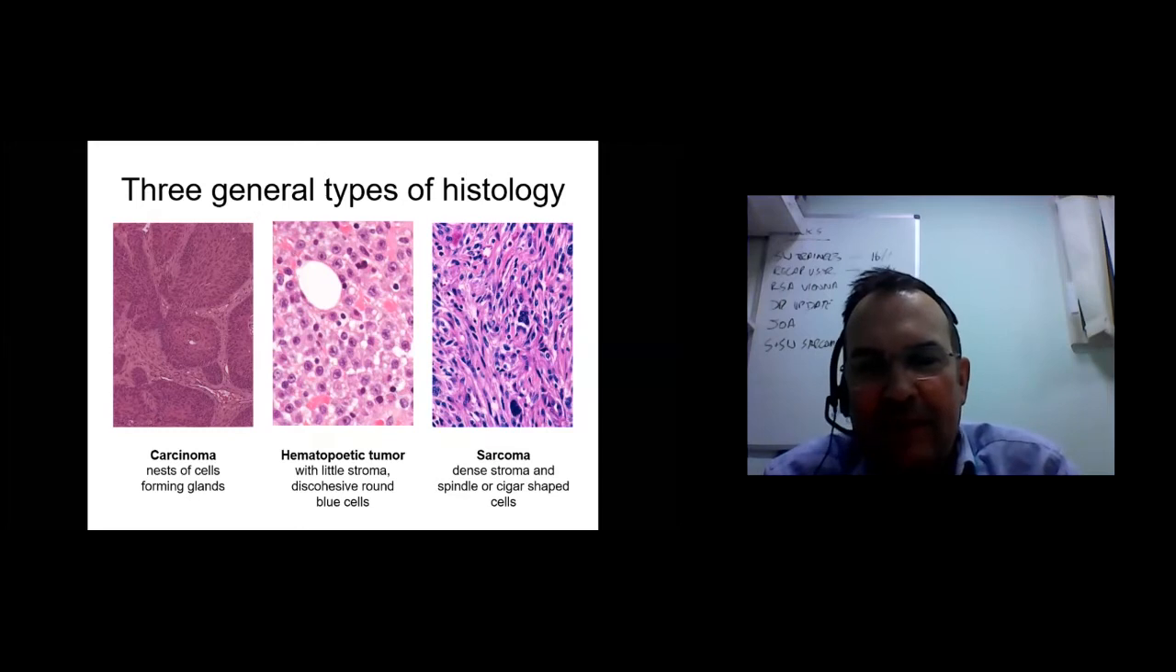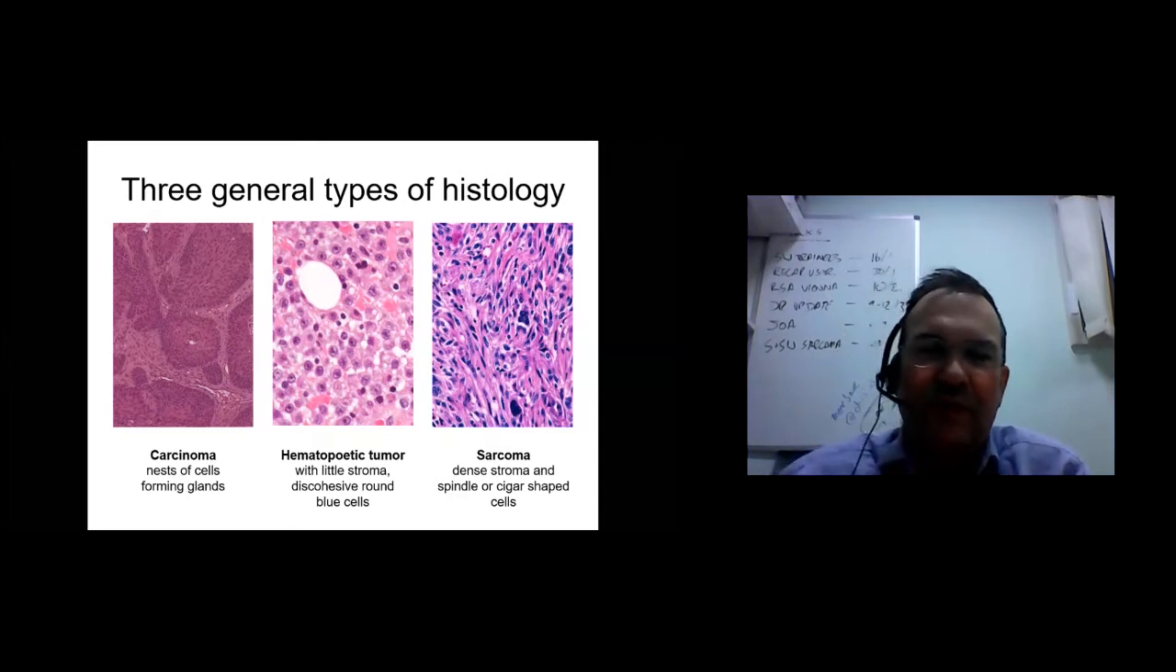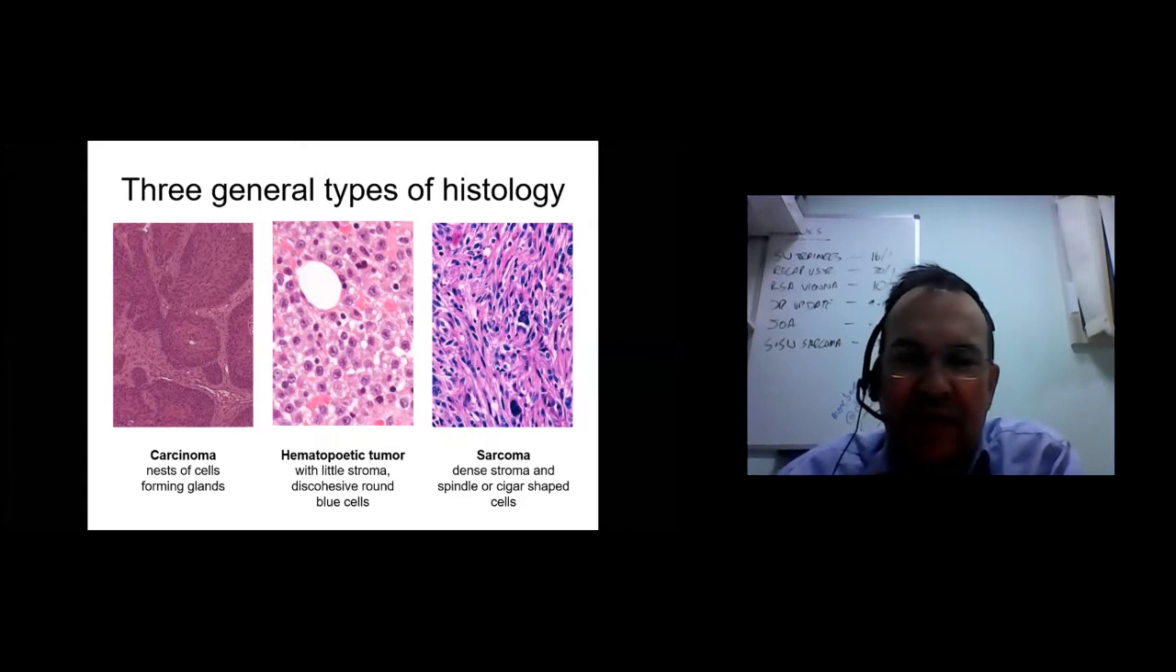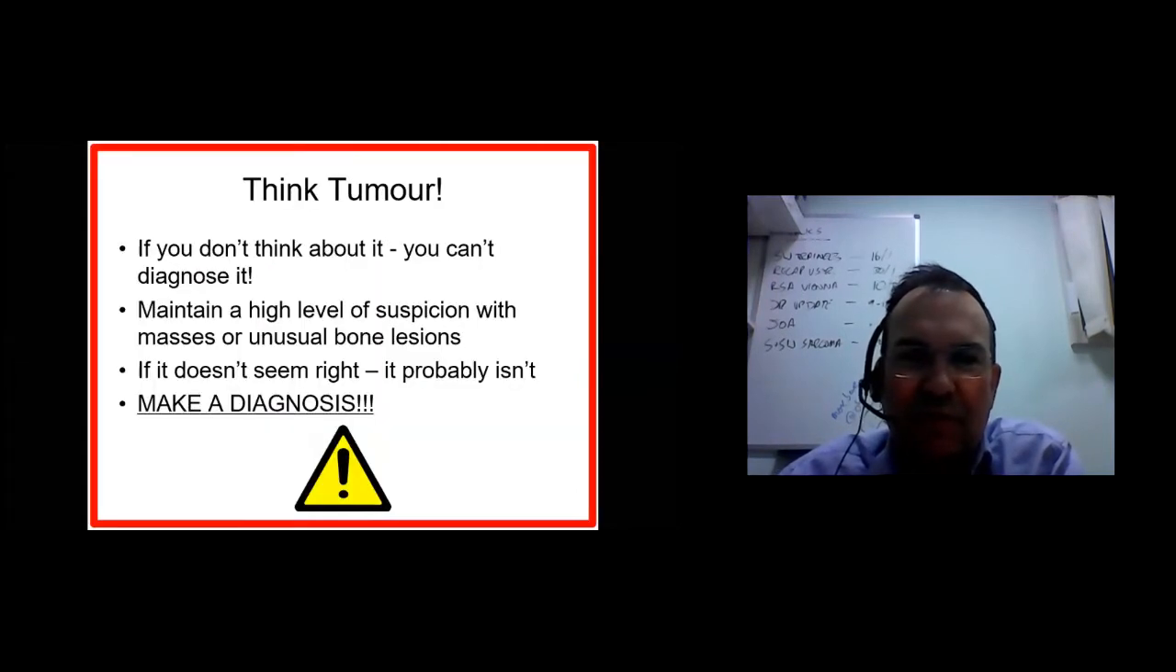So if the examiner gives you some histology to look at, just be able to briefly describe and differentiate those, and hopefully that should be straightforward. Wherever you see a red slide, that means it's something important. So think tumor. If you don't think about it, you can't diagnose it. Maintain a high level of suspicion with masses or unusual bone lesions. If it doesn't seem right, it probably isn't, and make a diagnosis.